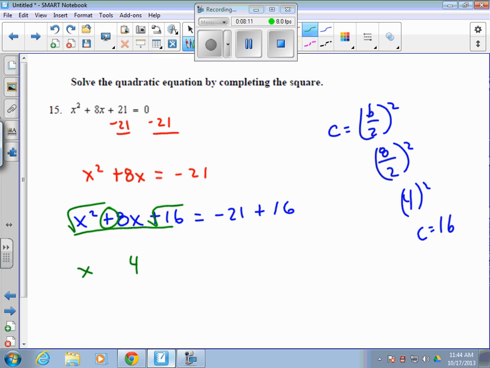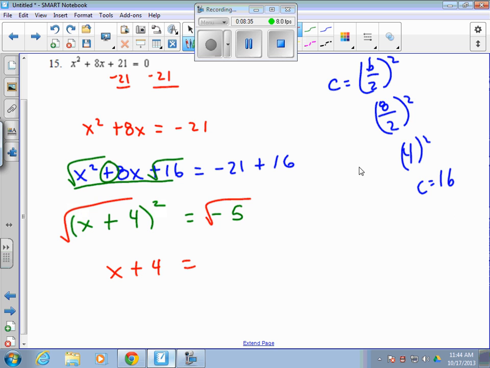Remember, this sign tells us to put plus in the middle. So that perfect trinomial is factored as a binomial, x plus 4 squared. Negative 21 plus 16 is negative 5. So this says x plus 4 squared equals negative 5. Get rid of squaring something by taking the square root. That'll leave you with just x plus 4. Take the square root of that side to balance it out. So now you have plus or minus the square root of negative 5.